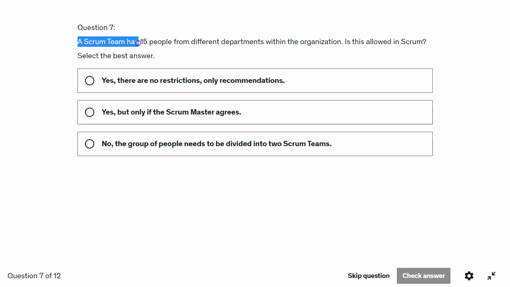Next question. A Scrum team has 15 people from different departments within the organization. Is this allowed in Scrum? Option A, yes. There are no restrictions, only recommendations. Option B, yes, but only if the Scrum Master agrees. Option C, no, the group of people needs to be divided into 2 Scrum teams. So the right answer is yes, there are no restrictions, only recommendations.